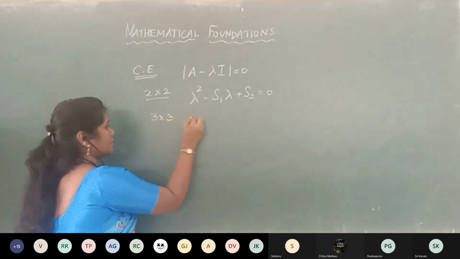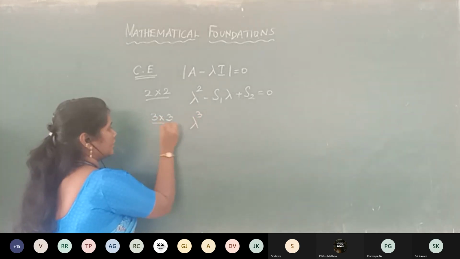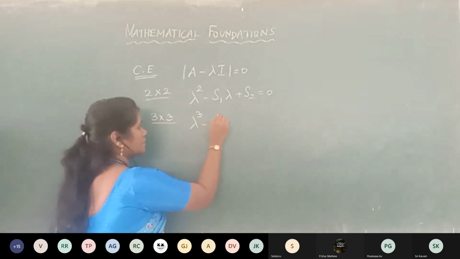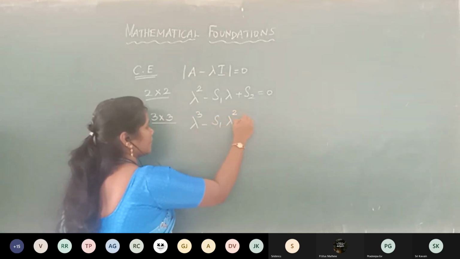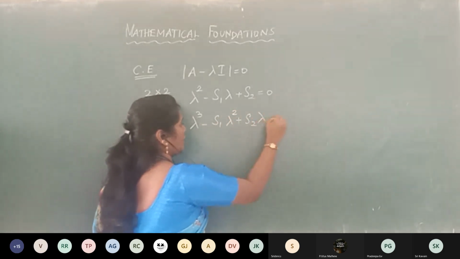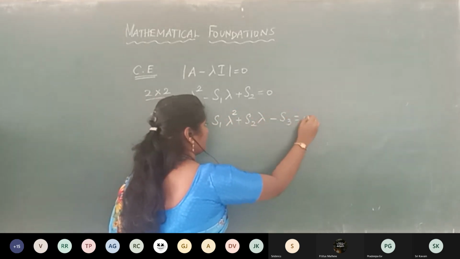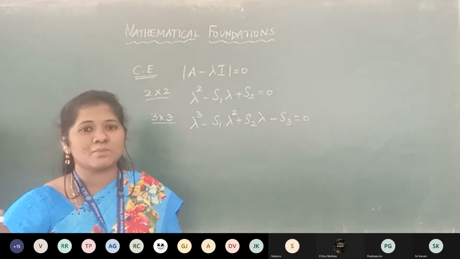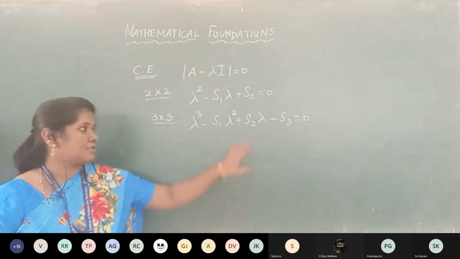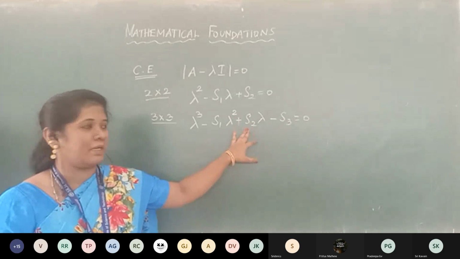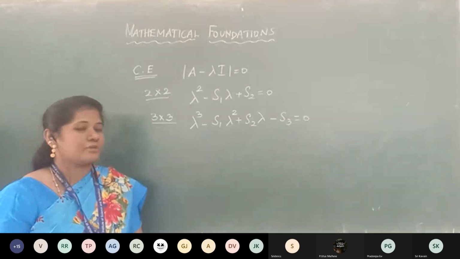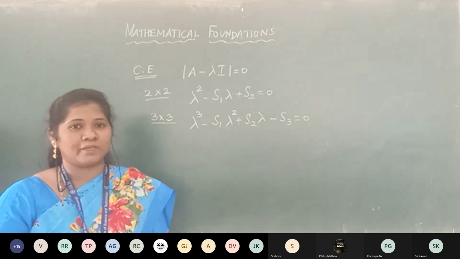For a 3 cross 3 matrix, it will be lambda cube. So you'll start with lambda cube minus S1 lambda square plus S2 lambda minus S3 equal to 0. Here S1 will be the sum of the main diagonal, S2 will be the sum of the minors of the main diagonal, and S3 will be the determinant of it. So you know how to find the characteristic equation.